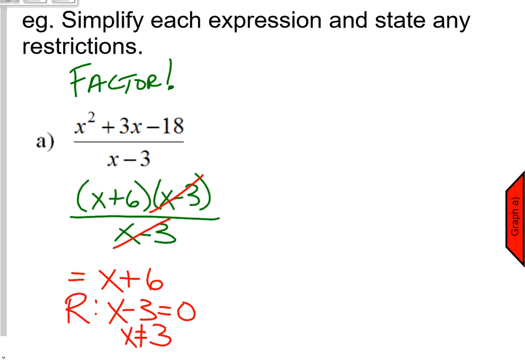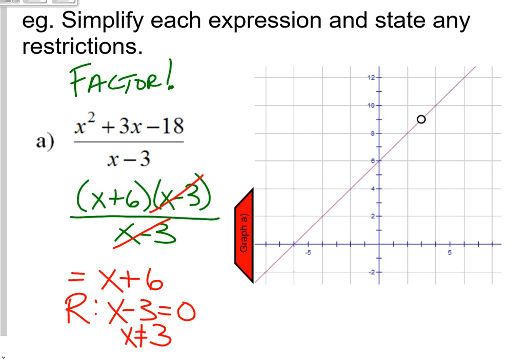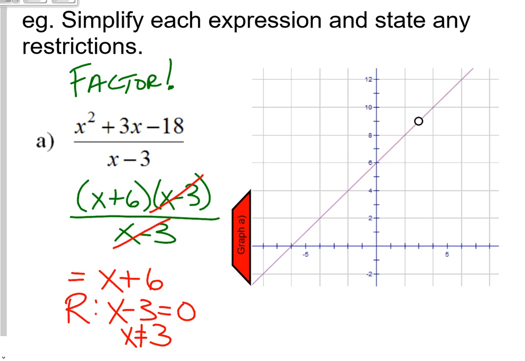Just to let you know, if you were going to go ahead and graph this, the graph would look like the line x plus 6, except that it would have this hole in it. And that's literally what we call it. We call it a hole. Right here at x equals 3, you can see we have this hole. And the hole is because that's where our restriction is. So we can't actually have a value there.